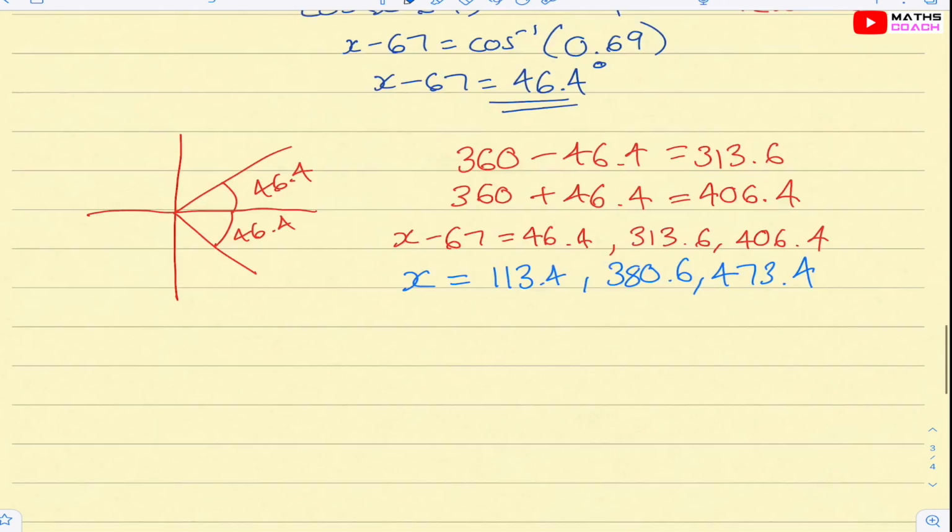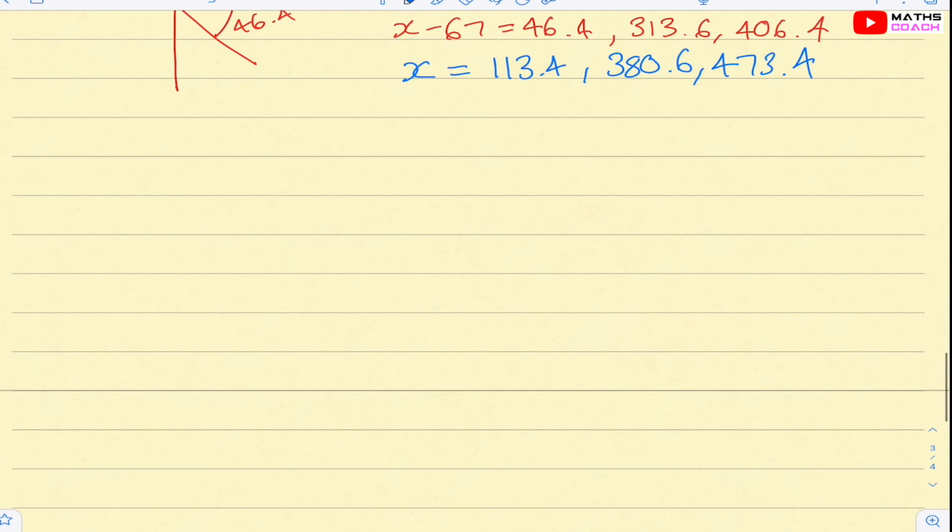So using these two, we're going to combine the two. So we're going to use the identities as well as using the CAST diagram to get our solutions. So the following question: show that the equation 4 sine squared x equals 3 minus 3 cos x can be written as 4 cos squared x minus 3 cos x minus 1 equals 0. So this is just our basic manipulation.